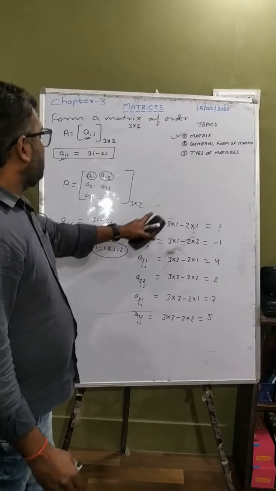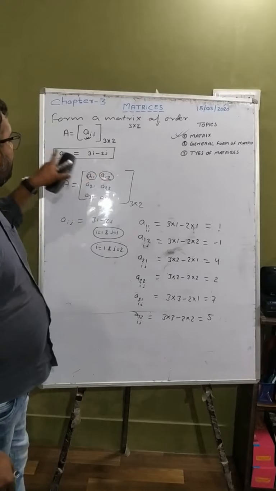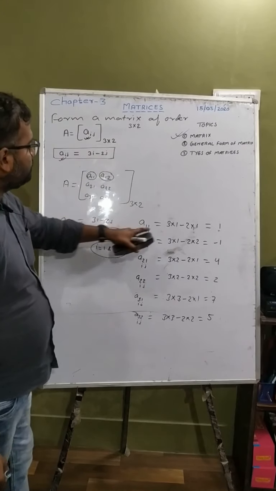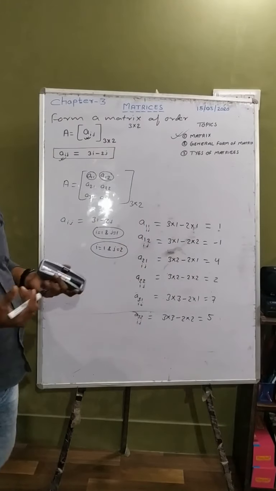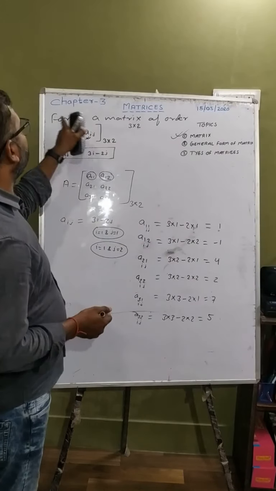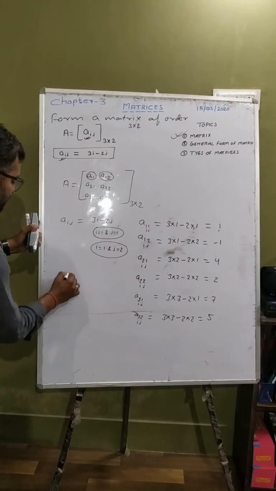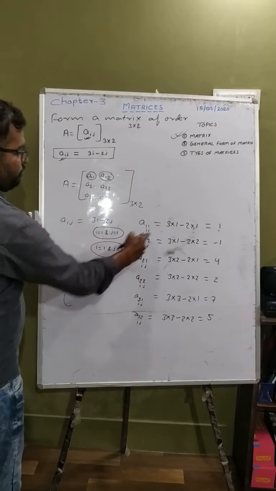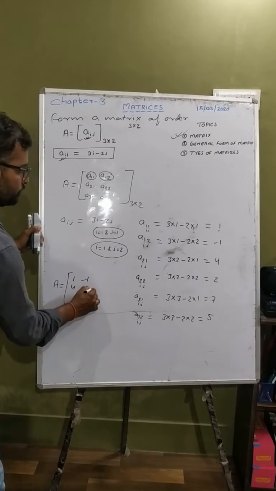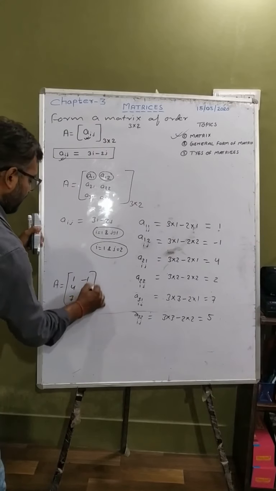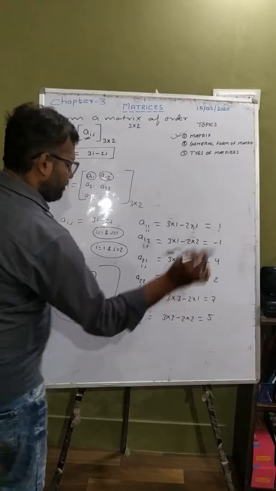This is the way: if the general form of the elements is given, then by the general form of the elements we can calculate each and every element. What was your question? Form a matrix. Then what matrix A can be written? This is your required matrix, with the order 3 by 2.